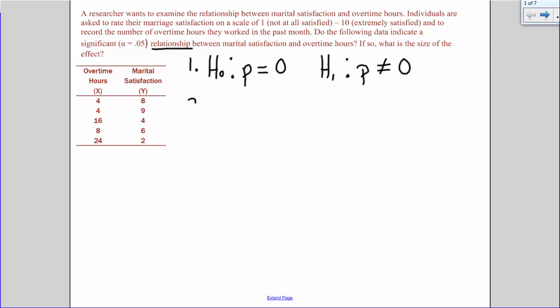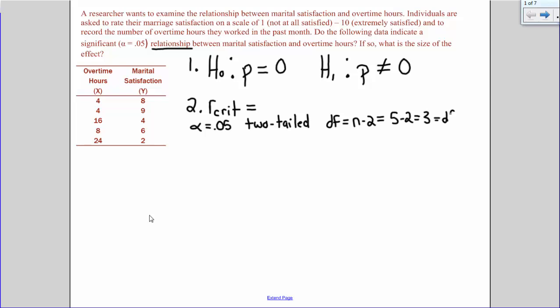Step 2: finding R crit, the critical value of R. I already know that my alpha level is 0.05. That's just given to me. I know that my test is a 2-tailed test. So I'm going to jot down some notes to make it easier to find our critical value. Then I need to know what my degrees of freedom is, which is equal to n minus 2. We have, let's see, 1, 2, 3, 4, 5 people in our study, and 5 minus 2 is 3. That is our degrees of freedom.